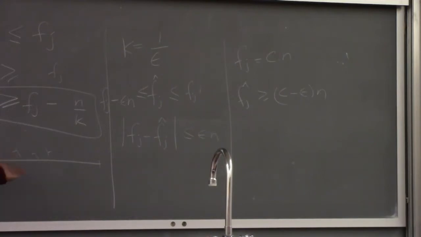But how many times can I do that? If at every step, the minute I decrement, I'm decrementing k of these things, how many times can I ever make a decrement? N over k times, because each one is going to destroy k of the elements. Here, it was destroying one other element.